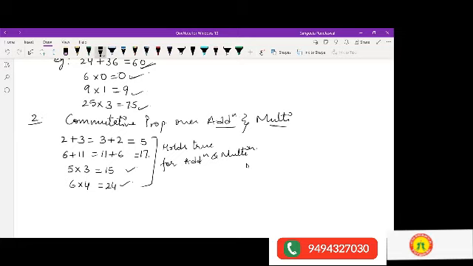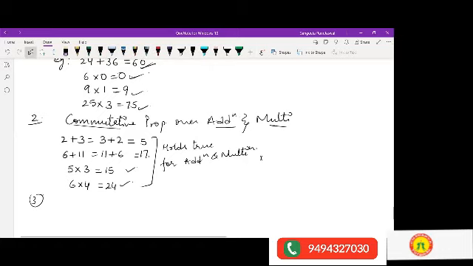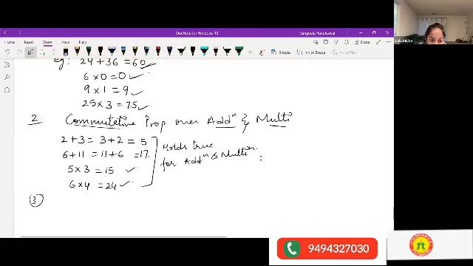Yes, children, this is commutative property, that if you add two numbers in any order, you get the same result. I hope it's clear. Clear to all, Lakshita? Yes, ma'am.